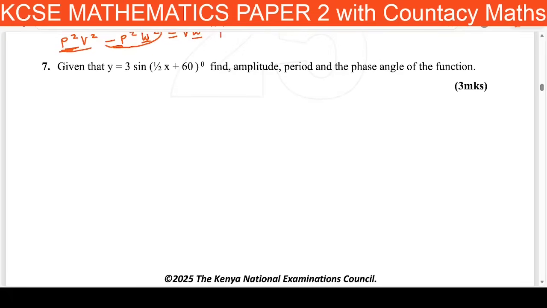Amazing. Here is another important question. We are actually almost revising each and every topic that is there, because we've not yet revised a bit of trigonometry, but here is a wonderful question that is going to help us in this. So we have y equals 3 sine (a half x plus 60 degrees). Given that equation, we are told to find the amplitude, period, and the phase angle of the function. How are we really supposed to find that?